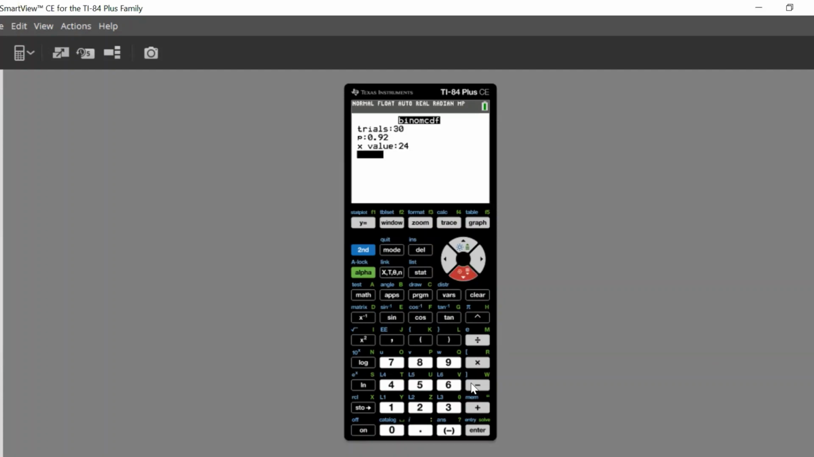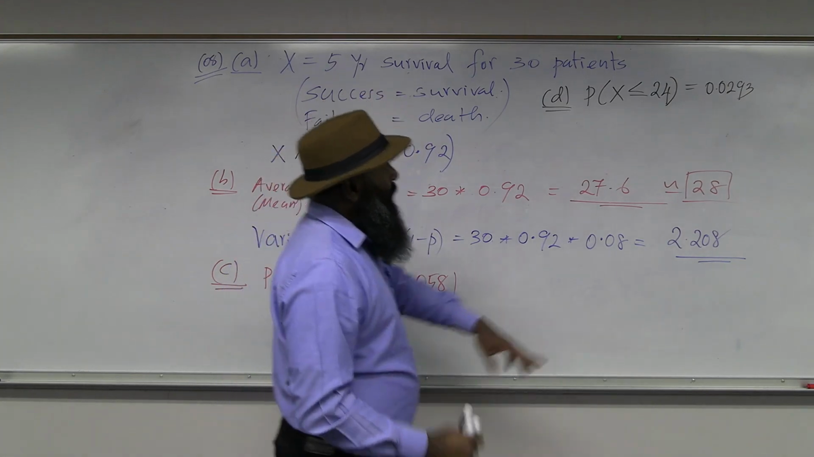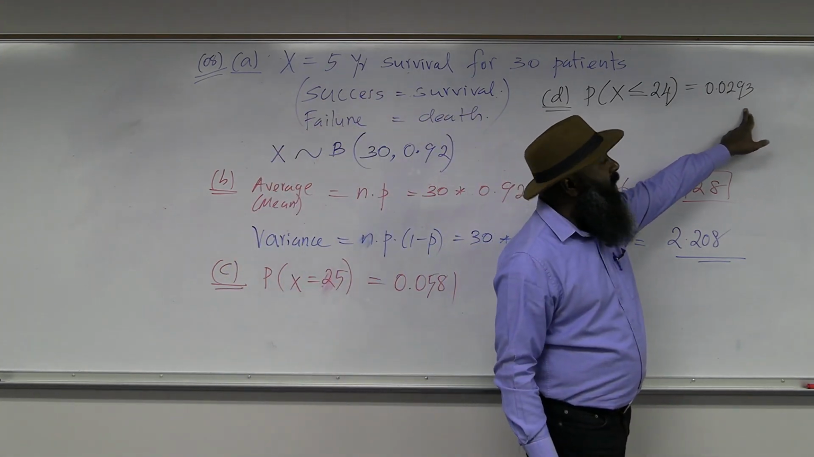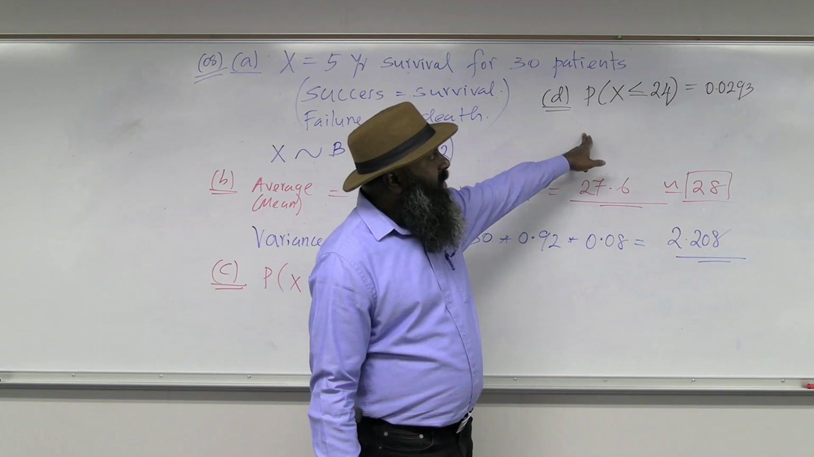If you are using an older version of the TI calculator, you will see binomial CDF and open parentheses. In that case, enter these numbers in this order, separated by commas: 30, 0.92, 24. Close the parentheses, and then you can hit enter, and hit enter again. The required answer is 0.0293. So the answer approximately is 0.0293.